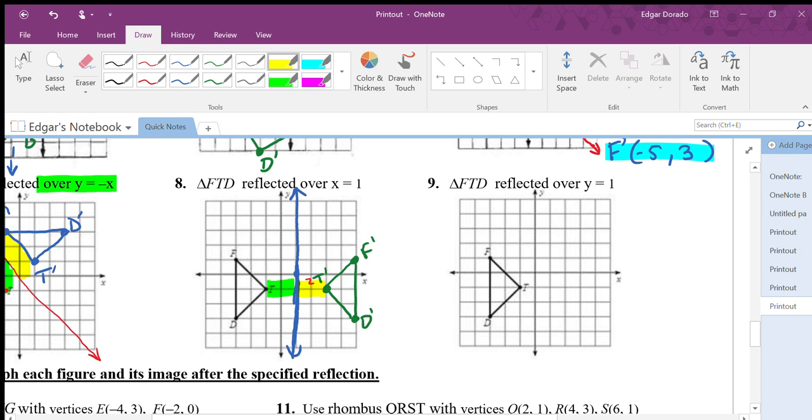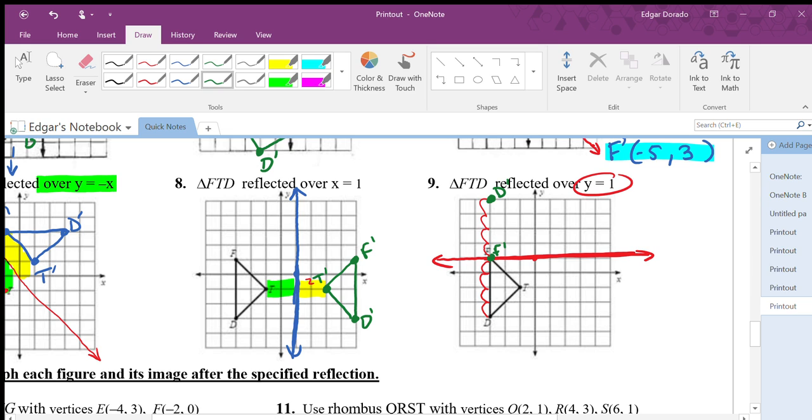Okay? And then finally, one last one. We want to reflect over the line y equals 1. Well, y equals 1 right there. So the line of reflection is right here. So what happens? Well, look at my F. The distance from F to that line is already on there, so my new F prime is also going to be right on there. My point D is 4 away, so 4.